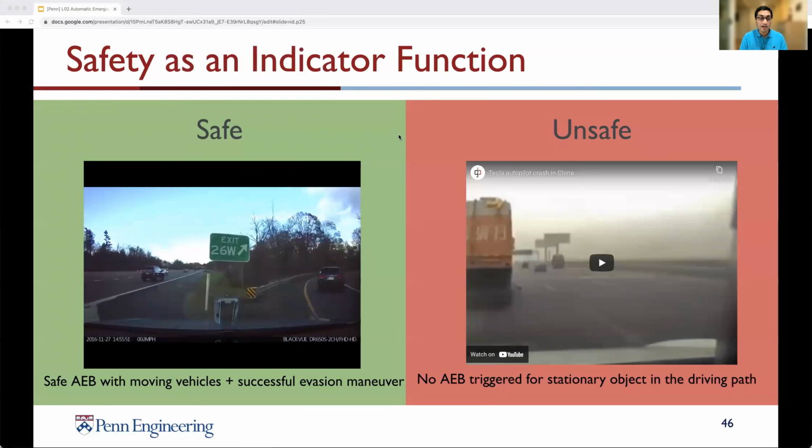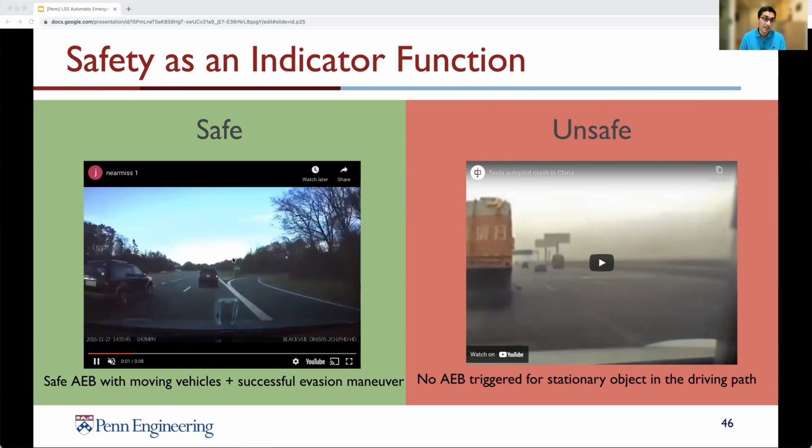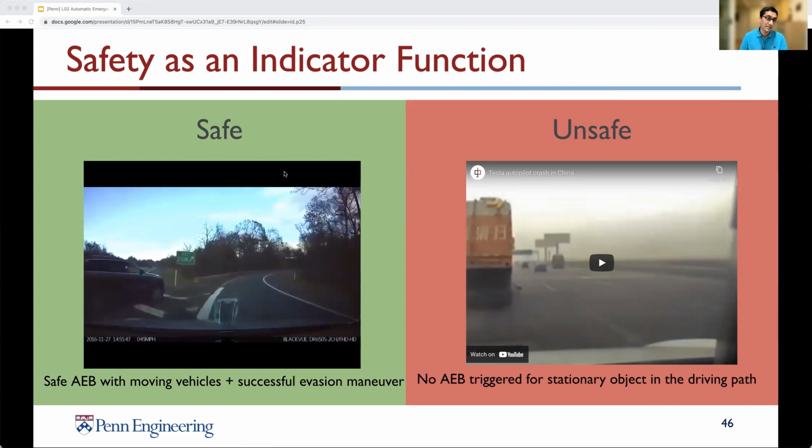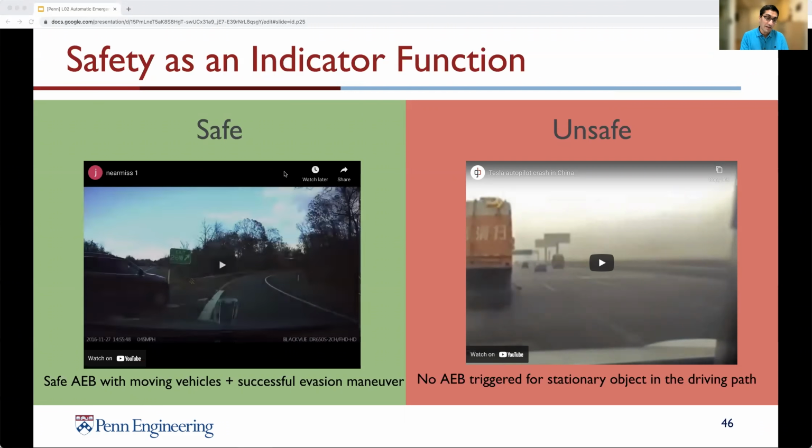This car in front had a sudden brake because the car in front of it braked and was making this crazy move to the exit. But this vehicle executed the AEB, stopped, and also did an evasive maneuver successfully.